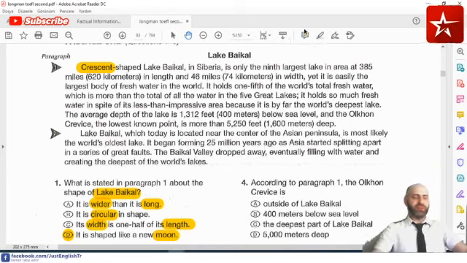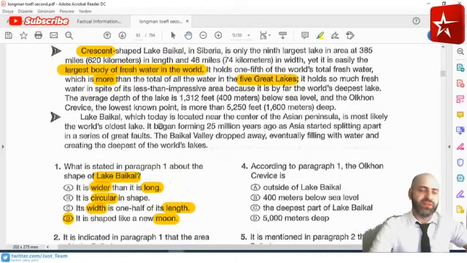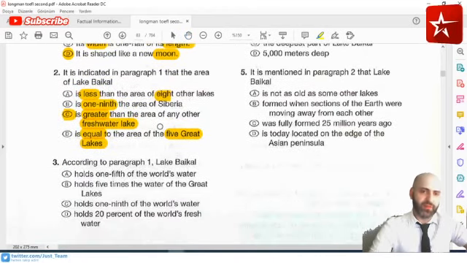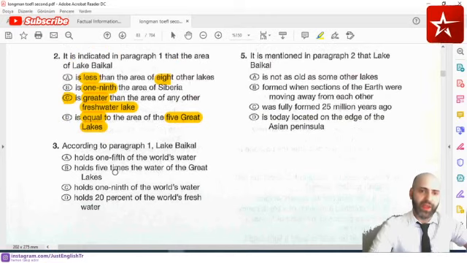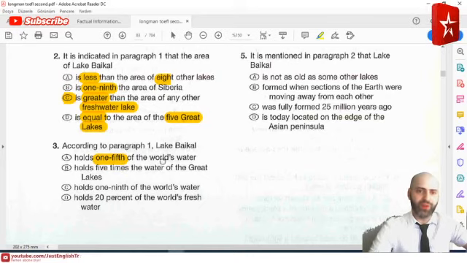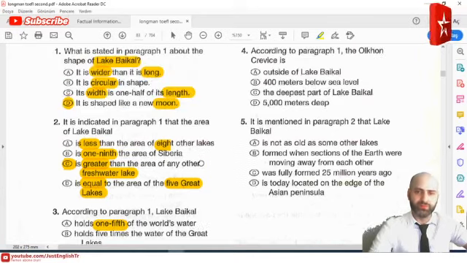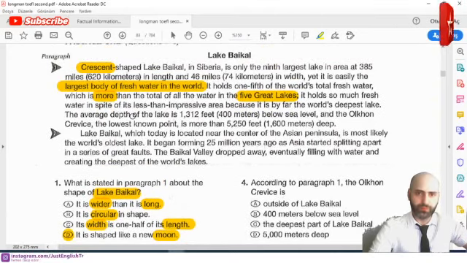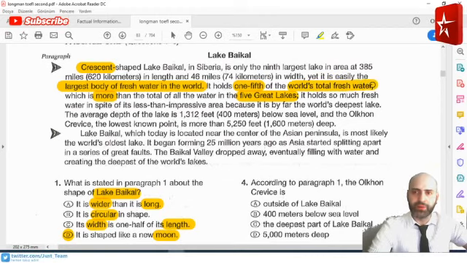Yep, D is the correct answer. D is the best. Let's see question number 3. According to paragraph 1, Lake Baikal holds 1/5 of the world's water. There was somewhere 1/5, so let's check it. Holds 1/5 of the world's water. Okay, it holds 1/5 of the world's total fresh water.